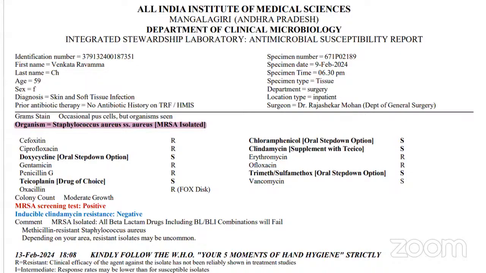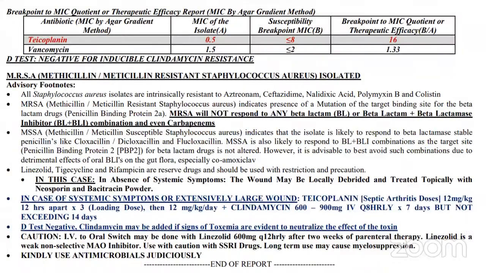Now, coming back to the same report of MRSA, if you can see over here, this is what I was saying, that the breakpoint MIC, the susceptible breakpoint MIC, is 8 for teicoplanin and 2 for vancomycin. But the MIC of the isolate that we obtained is 0.5 for teicoplanin and 1.5 for vancomycin. This is by E-test, so you can see MIC by agar gradient method.